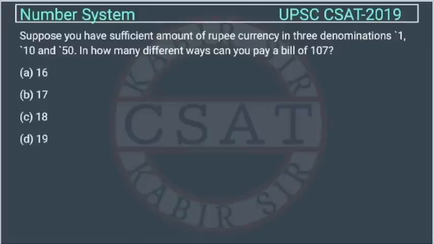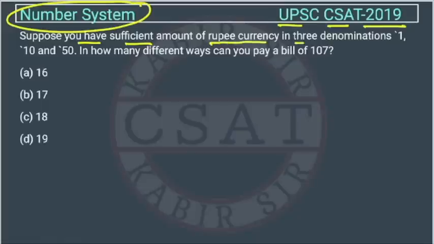So this is a question from the number system chapter asked by UPSC in the CSAT paper of 2019. Suppose you have a sufficient amount of rupee currency in 3 denominations: 1 rupee, 10 rupee and 50 rupee. In how many different ways can you pay a bill of 107?